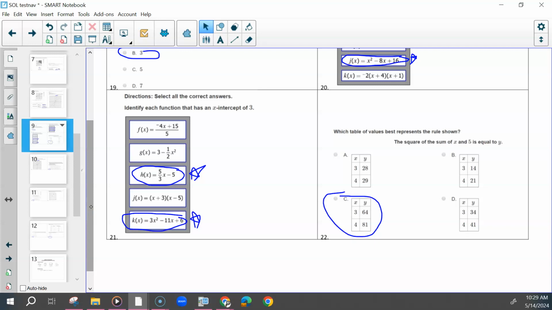21 was not something we did this time, but you just put those in and see which one crosses at x. Other questions on this?